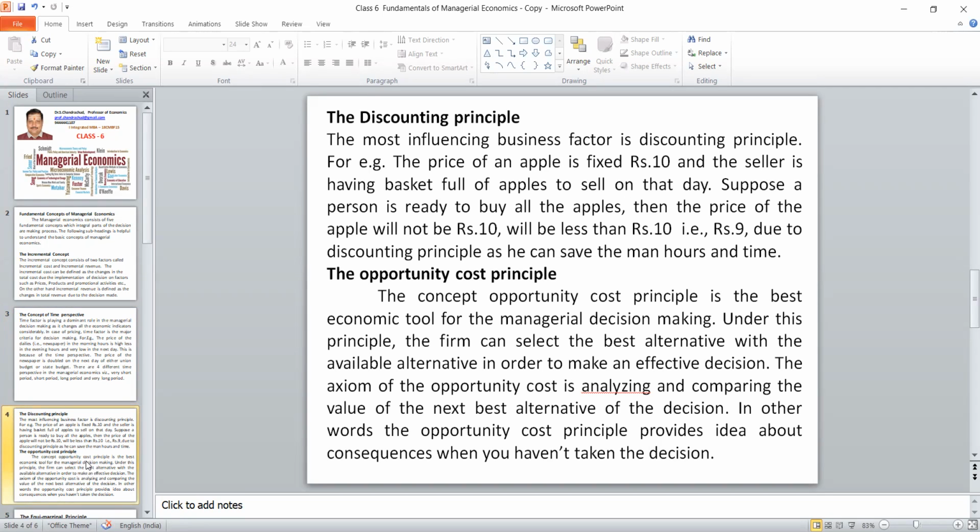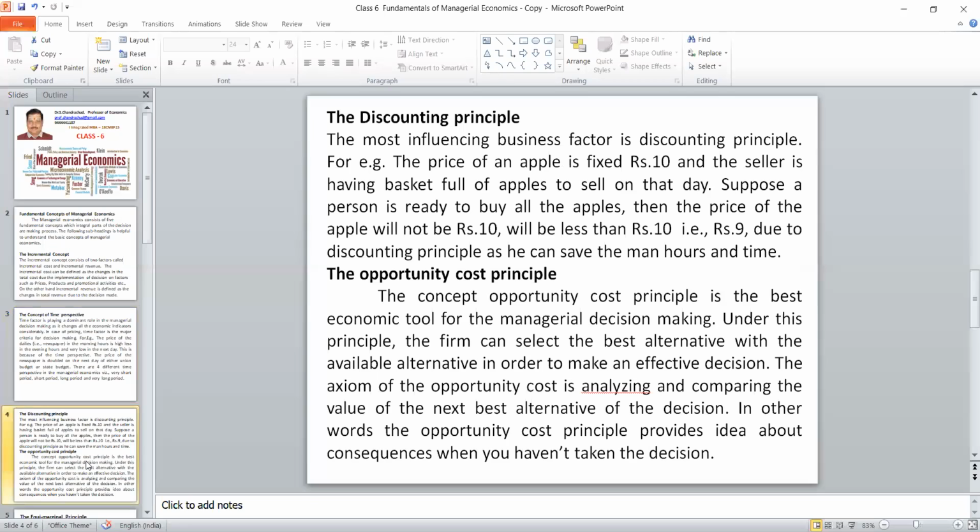Suppose if you buy one apple, then he will charge 10 rupees. Suppose you are ready to buy all 50 apples from him. Then he will not give 10 rupees per apple. He will be ready to give 8 to 9 rupees. Why? Because of the discounting principle.